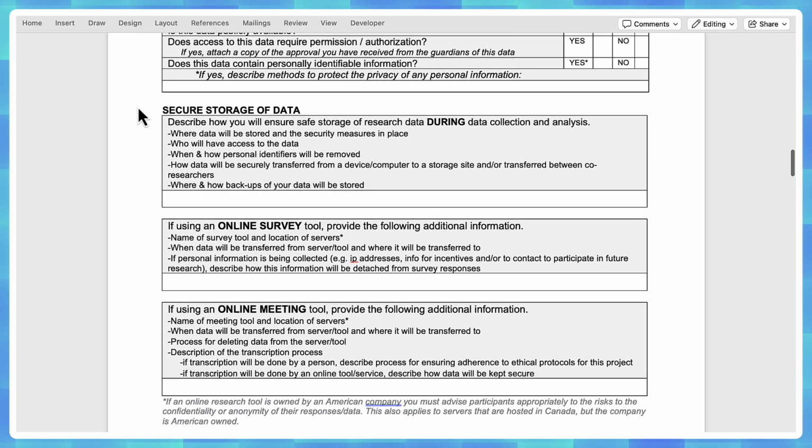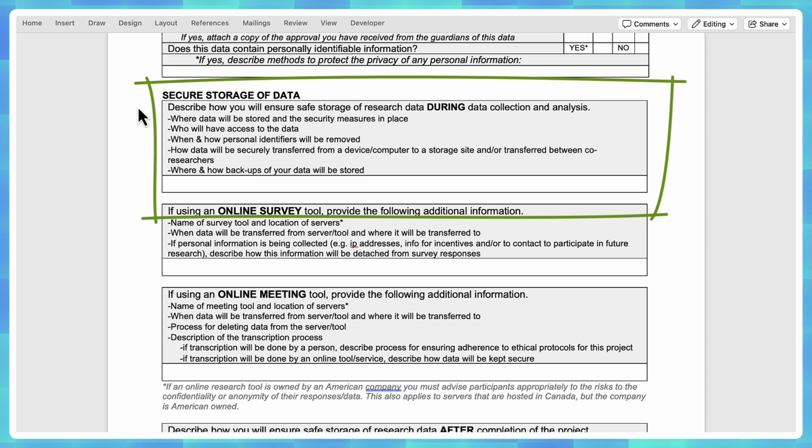All right, the next section is secure storage of data. So during the data collection and analysis, and even including if you are, for example, getting data from a data repository, we still want to know how you are securing that data while you are doing your study. So this is an enhanced question. We've always asked this question, but we've enhanced this in that we've given you prompts about the things that we want to hear about for the ethics review. So address all of these items here.